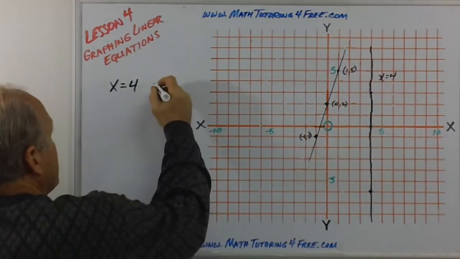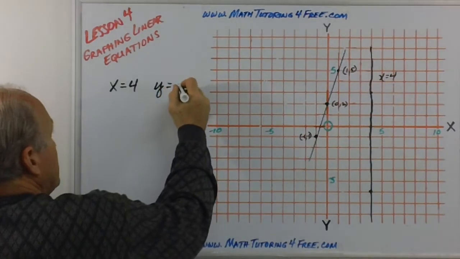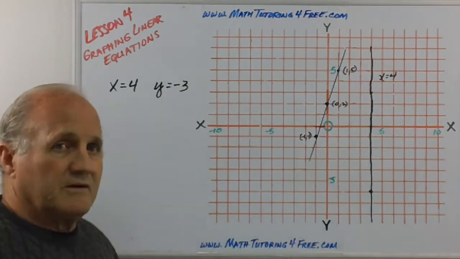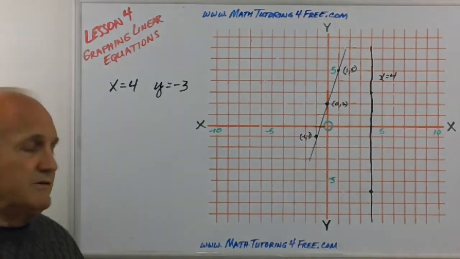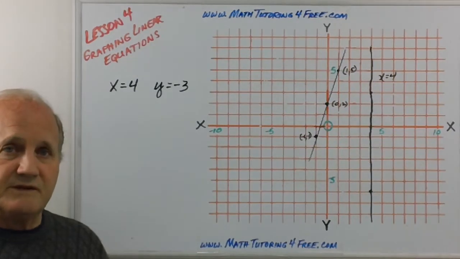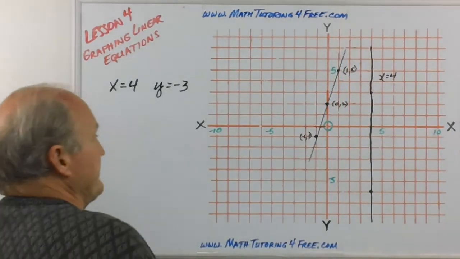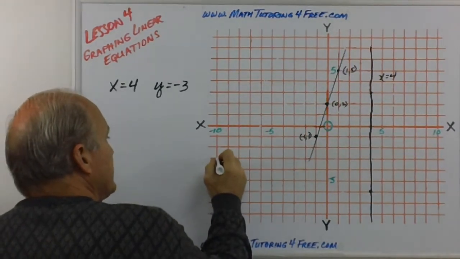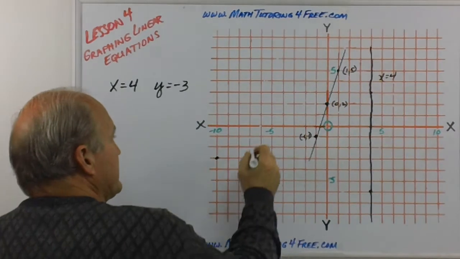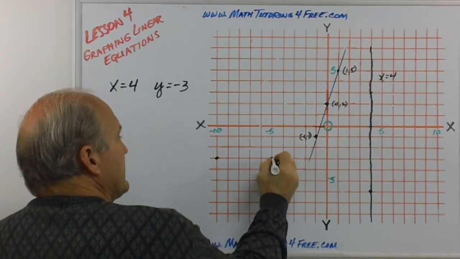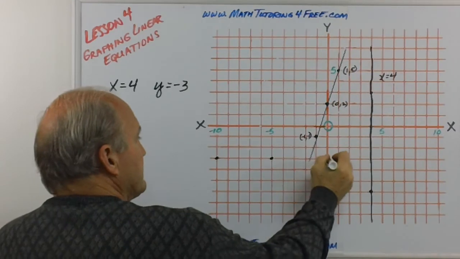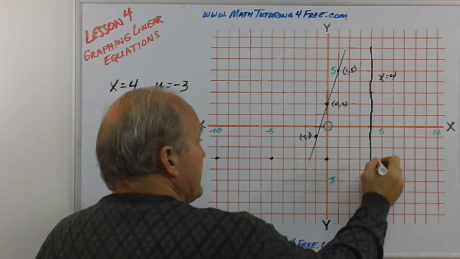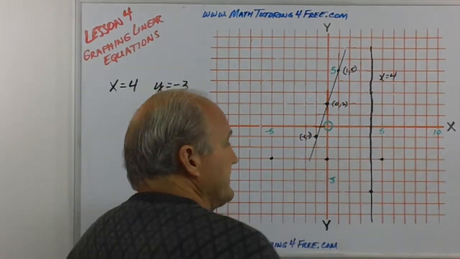Let's say our equation was y is equal to minus 3. Again, no x value, y is always equal to negative 3. Well, if we plotted a few of those, let's say x is negative 10, what is y? Y is negative 3. X is negative 5, what is y? Negative 3. X is 0, what is y? Negative 3. X is a positive 5, what is y? Y is negative 3.